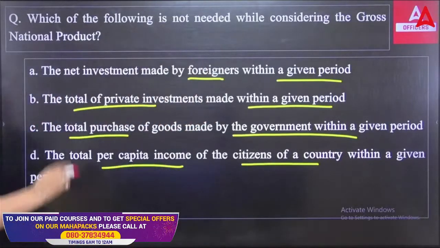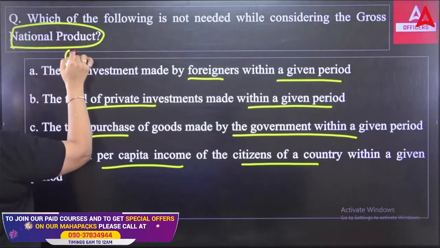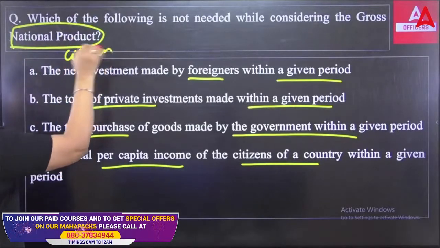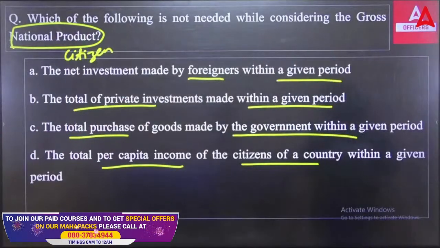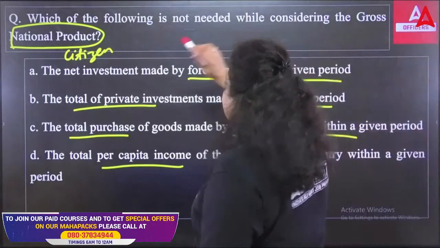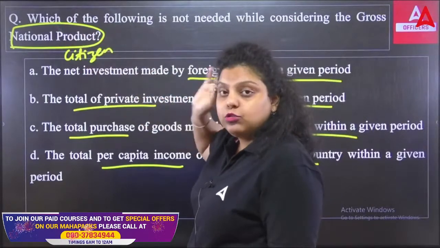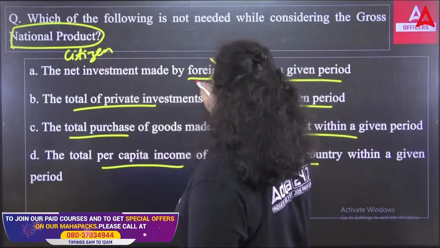So you are calculating national product. National product means the production has to be done by the citizens within the geographical boundary of a country. Okay, now let me know which of the following is correct. So the net investment made by foreigners within a year? No. You are calculating a national product, not only foreigners. You want Indians. Foreigners won't work.